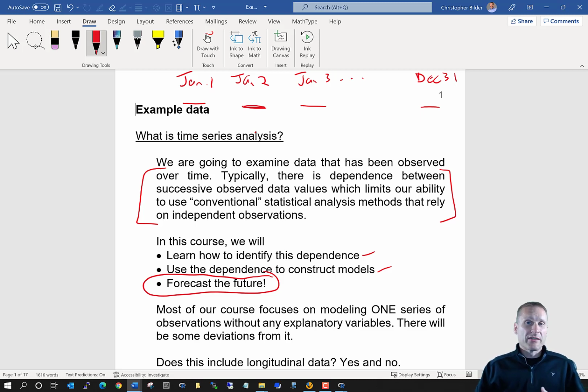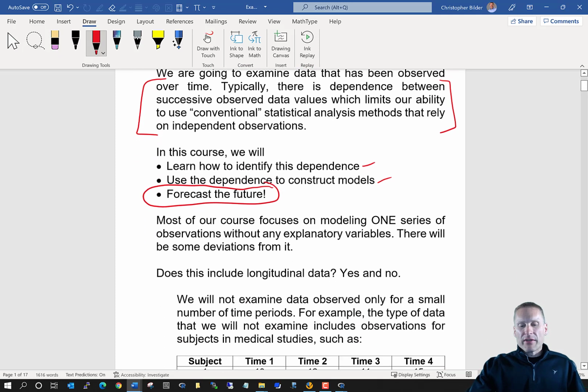We could forecast, let's say, future plant heights. We could forecast future numbers of customers at a Starbucks location. We could forecast, let's say, GDP. We could forecast unemployment rate and so on. So in this course, we're going to try to forecast the future.